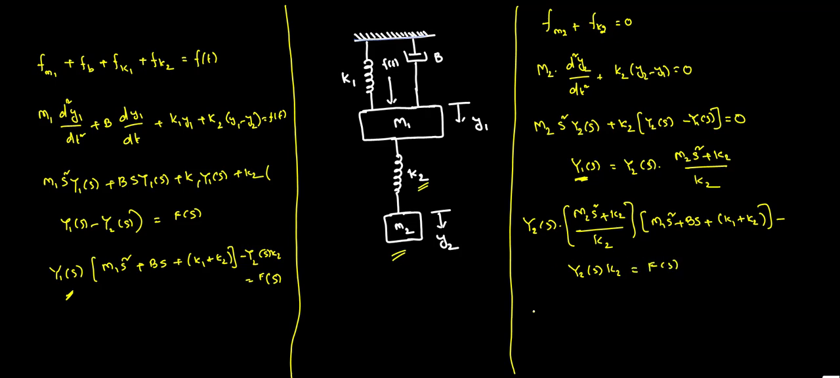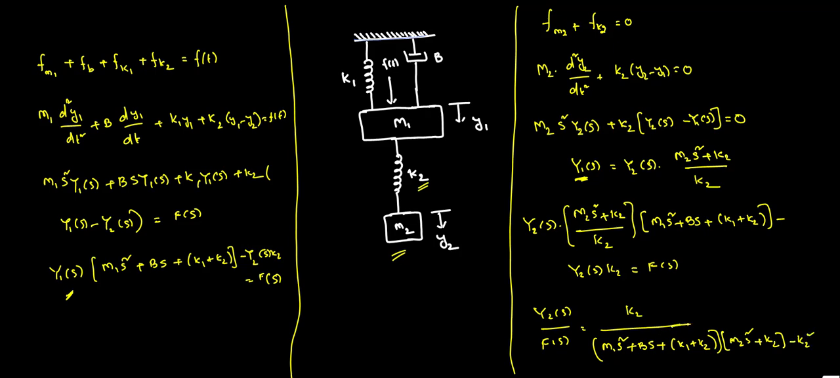So if you rearrange and shuffle, the output y2 of s by the input f of s is equal to k2 divided by m1 s square plus bs plus k1 plus k2, into m2 s square plus k2, minus k2 square. That's all. So in the entire scenario it is very easy to solve.